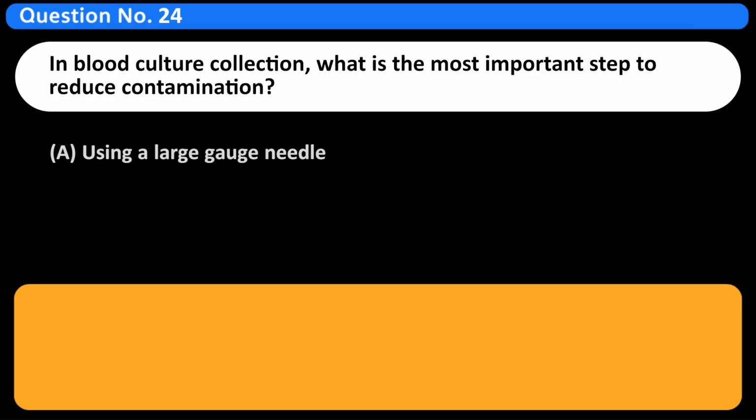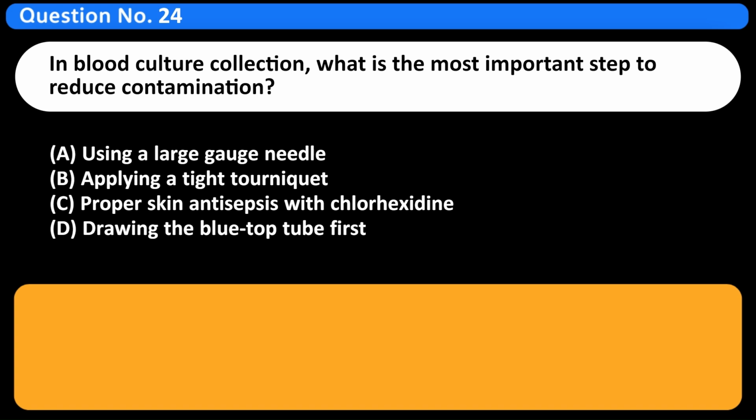In blood culture collection, what is the most important step to reduce contamination? A. Using a large gauge needle. B. Applying a tight tourniquet. C. Proper skin antisepsis with chlorhexidine. D. Drawing the blue top tube first.